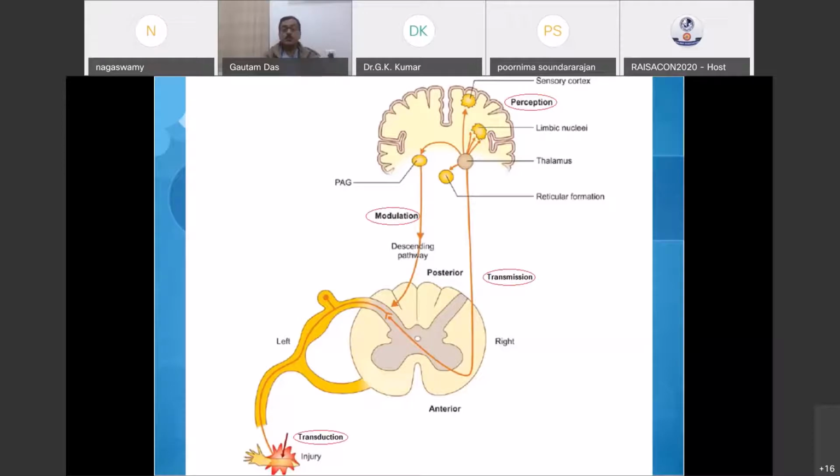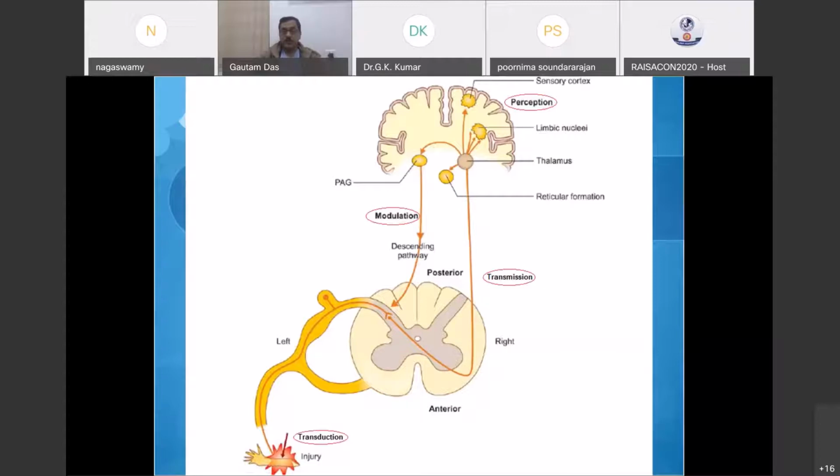It starts directly or through other nuclei by relaying to other nuclei. Ultimately, it sends signal at the level of the dorsal horn, where the first order neuron was sending signal to the second order neuron. At that level, it suppresses.